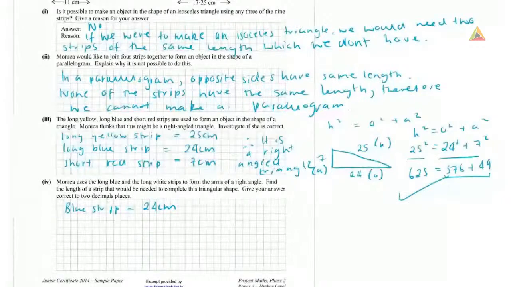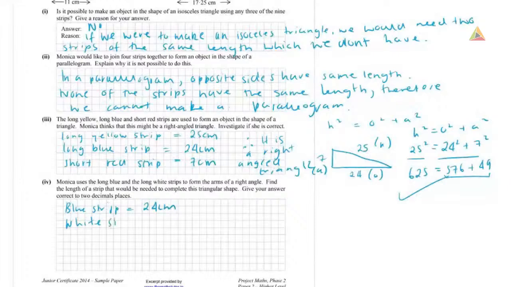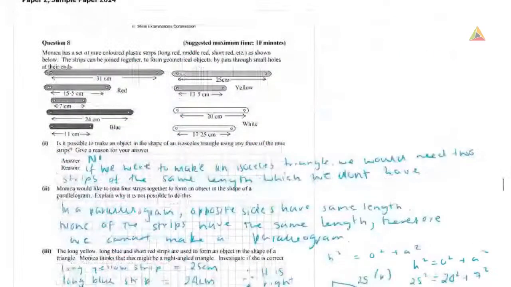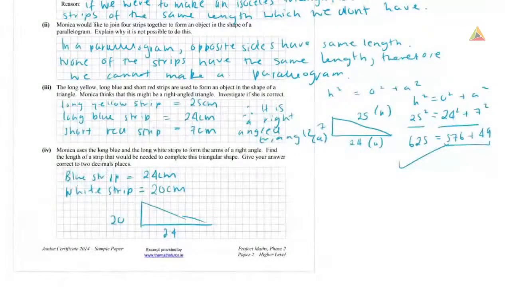The long white strip, I'm just going to have to go up and check what that is. So the long white strip is 20 centimeters. And what we're being asked is what will the third side have to equal? So if these are to be the length of the two sides of a right angled triangle, then the third side must be the hypotenuse. So it's going to look like this. We'll say this is 20, this is 24, and we'll call this the hypotenuse, h.